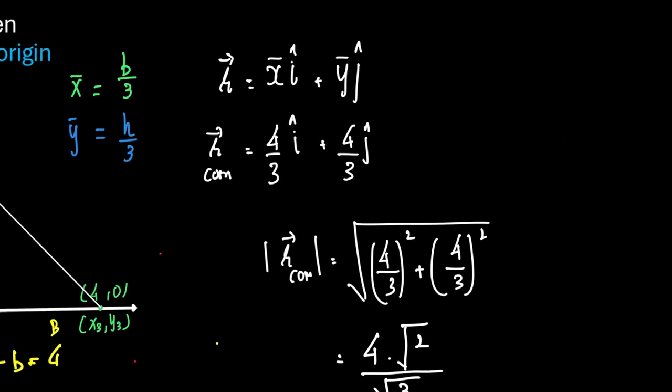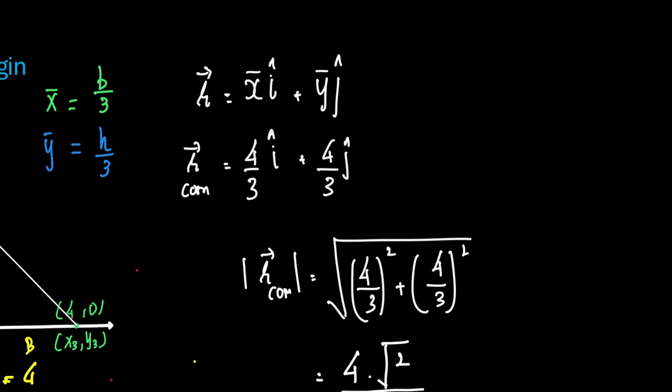and therefore the position vector of center of mass R COM can be written as x i cap plus y j cap. X is 4 by 3 i cap, y is 4 by 3 j cap, and if this is the vector that represents center of mass, what is the magnitude of that vector? If we have vector R is equal to xi plus yj, what is the magnitude of vector R?